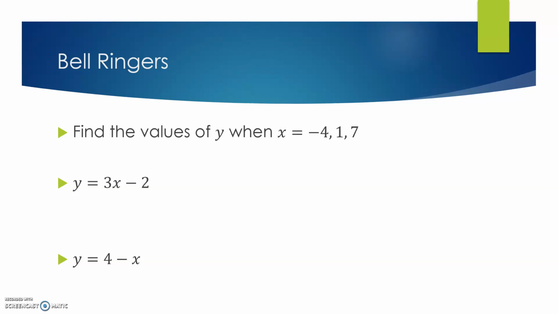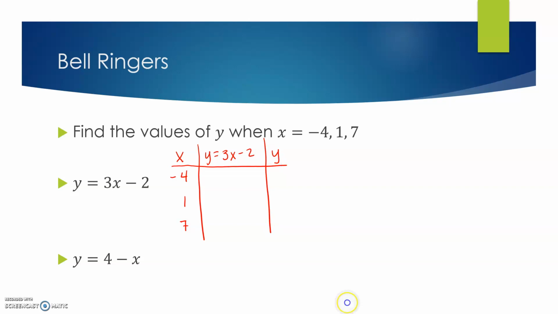So this would be similar to the previous problems we've done in this unit where we are plugging in values of x. I'm going to use a table to keep my work organized, but this time the values that they're giving me are -4, 1, and 7. I'm not picking the values. I'm going to put my rule in the middle, and then y goes on the other side.